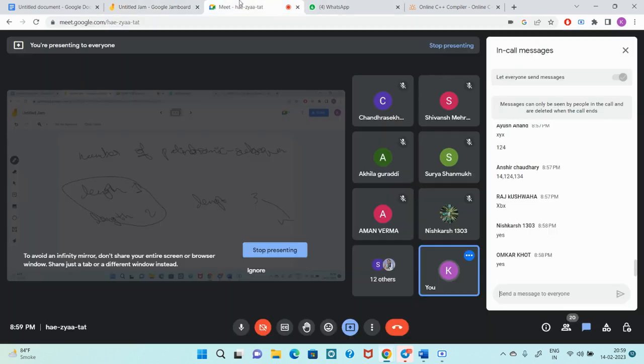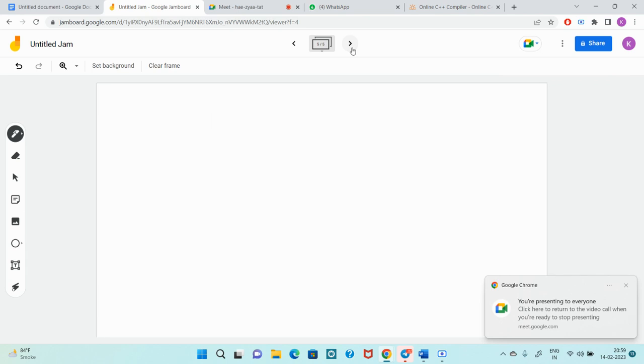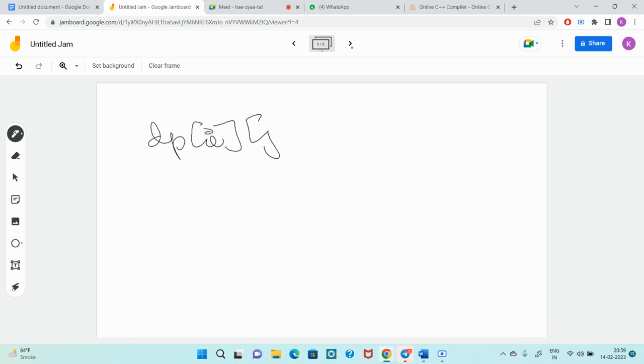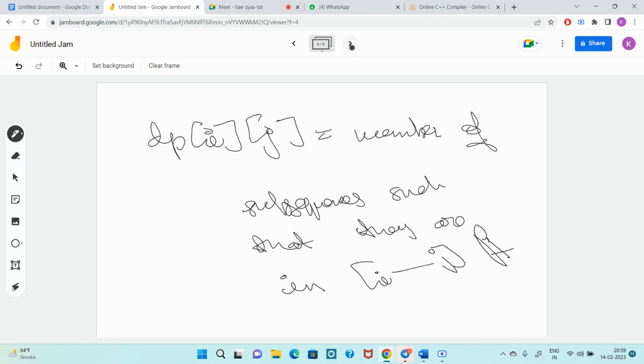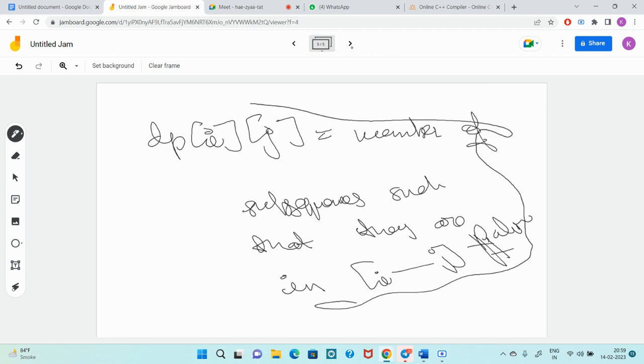So guys, tell me, how will you do it? dp of i to j means what now? Now the definition of dp is changing. dp of i to j means the number of subsequences such that they are in the i to j bracket and are palindromes. Guys, is this much clear?